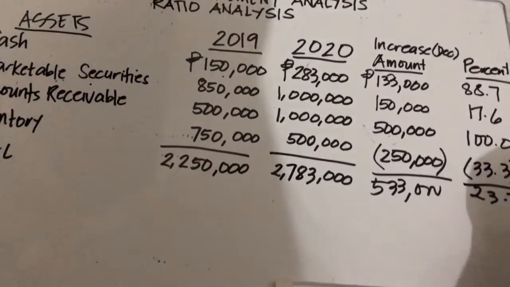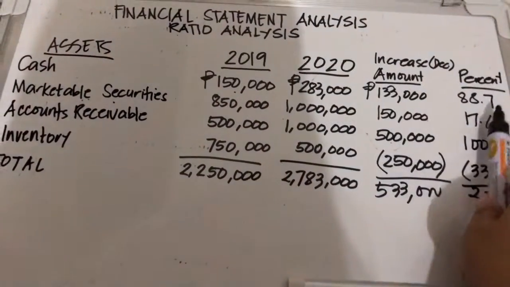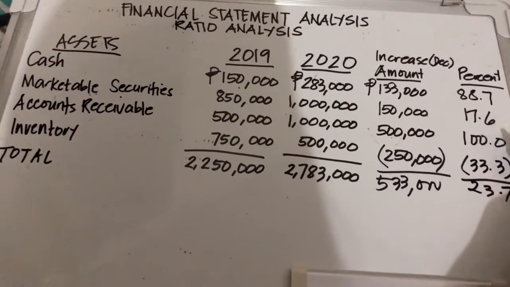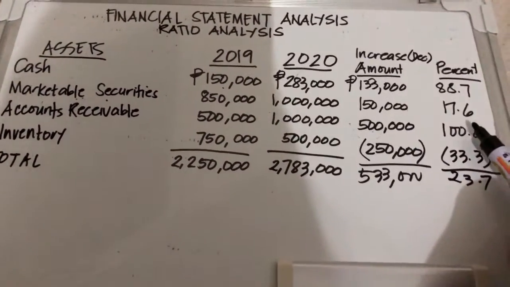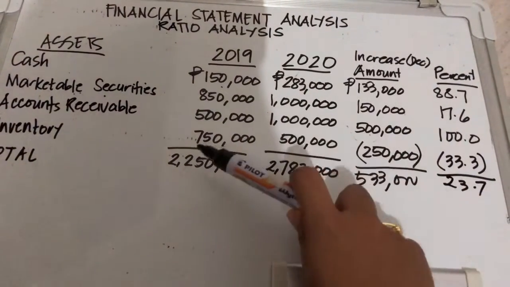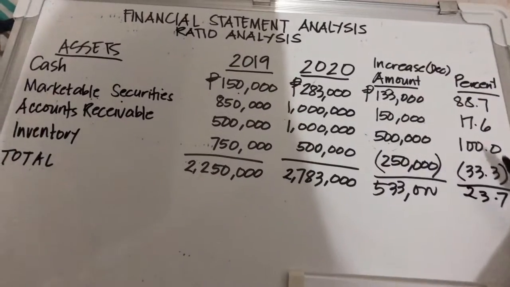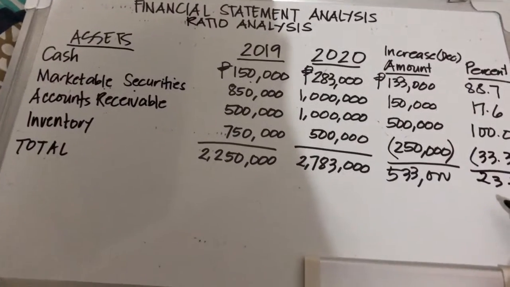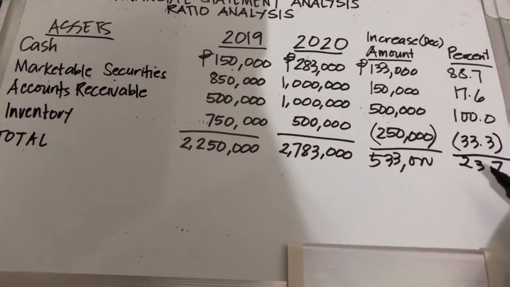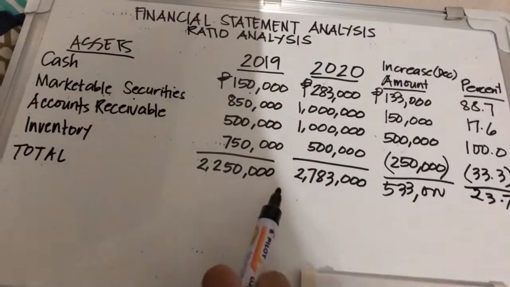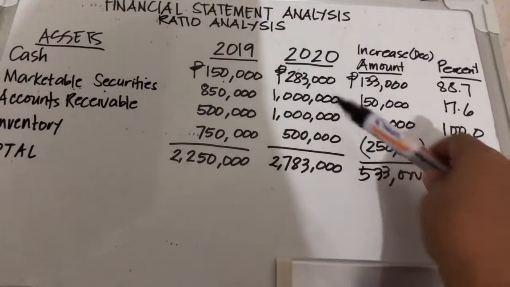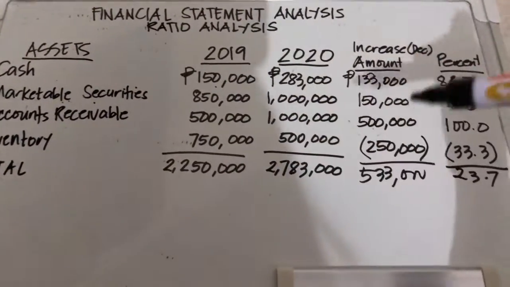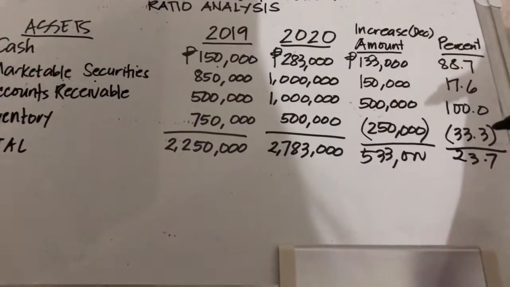That is 23.7. So, meaning, kung i-analyze mo siya, makikita mo na may 17.6 increase sa marketable securities ng company. Totally 100% yung increase sa accounts receivable ng 2020 compared with 2019. And then may negative 33% sa inventory. And total, there is a 23.7% increase ng total assets mo nung 2020 compared sa 2019. So, that's how you analyze financial statements using horizontal analysis.